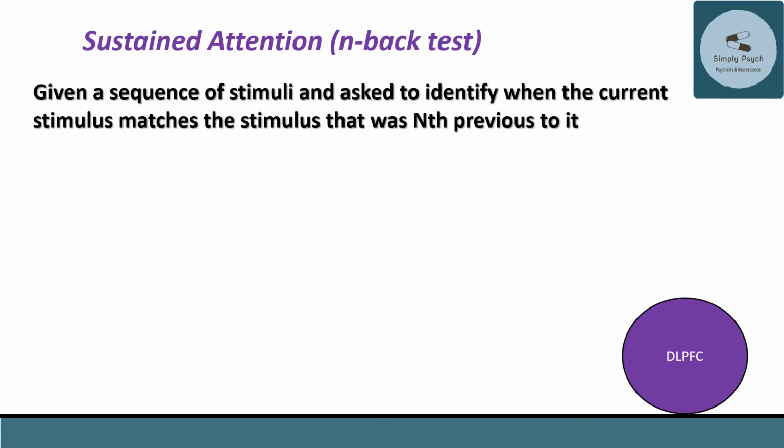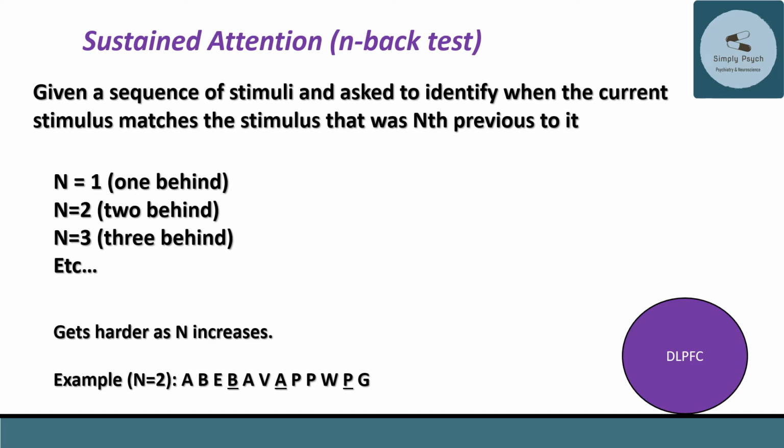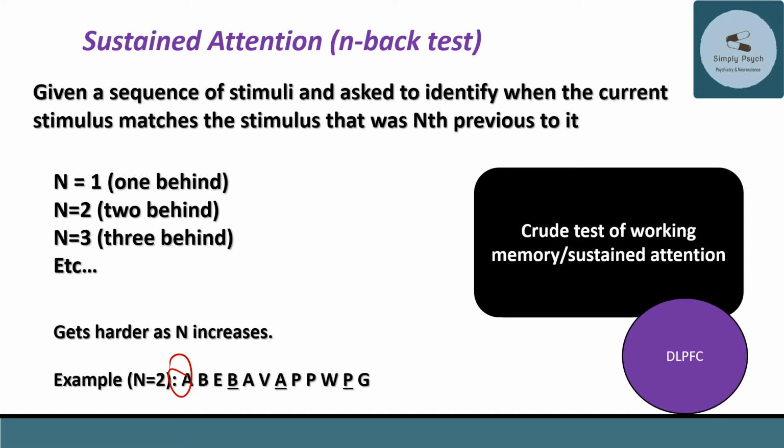So the concept is something similar to a game of memory. And so what you can see here is if you're given an n of 2 test, and the example is this sequence starting with A, I'm going through this sequence, and I'm asking you to identify when that letter is shown on the screen. You have to identify when that stimulus you're currently seeing matches one that was 2 back before it. So for example, the B here would be one that you'd have to identify because 2 back was also B. Then A you'd have to identify because 2 back was A, and so forth.